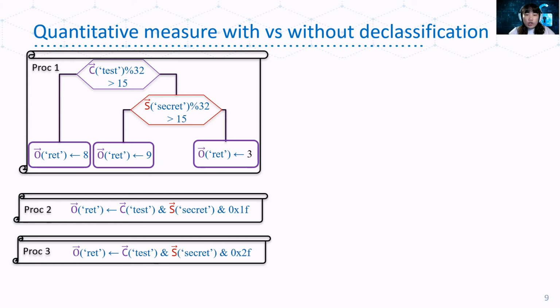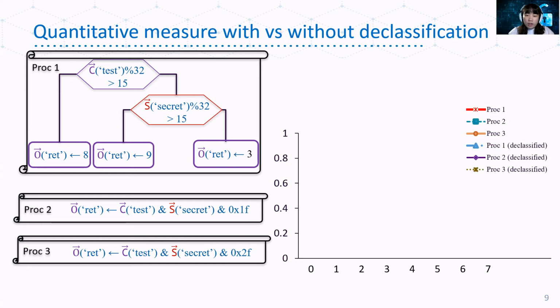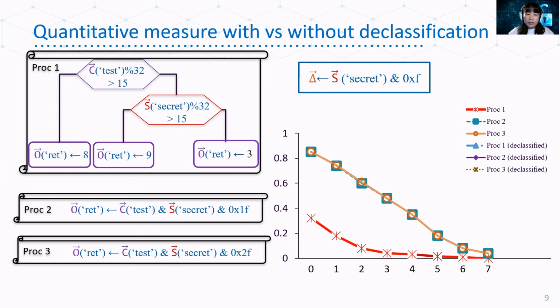And using the original Jaccard measurement, it's very easy to understand that procedure 1 needs fewer information than procedures 2 and 3. However, if we are provided with context information about the system saying that this system has to link the first 4 bits of the secret due to its functionality, then we should take this declassification information into account when we are measuring the information linkage. In that sense, procedures 1, 2, and 3 should all just link one additional bit.